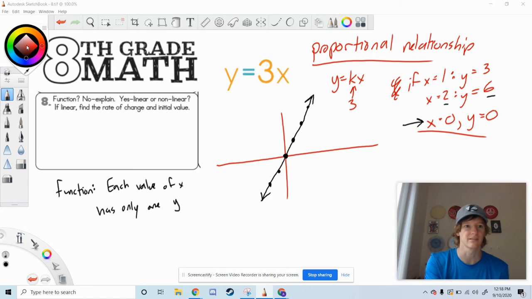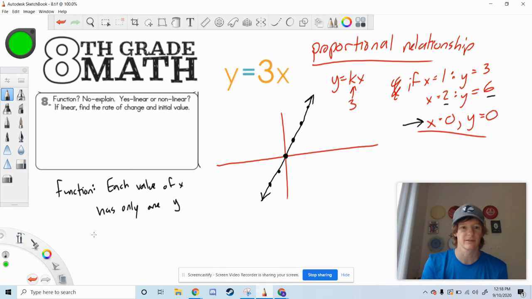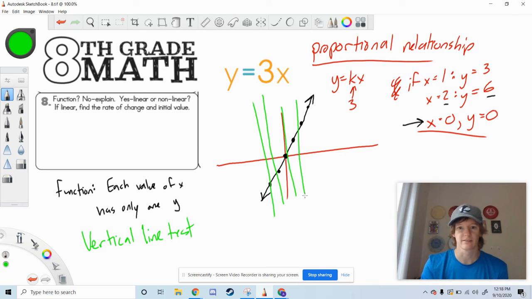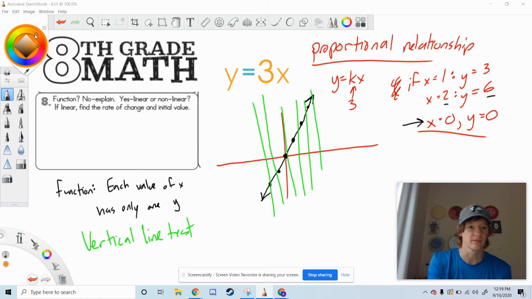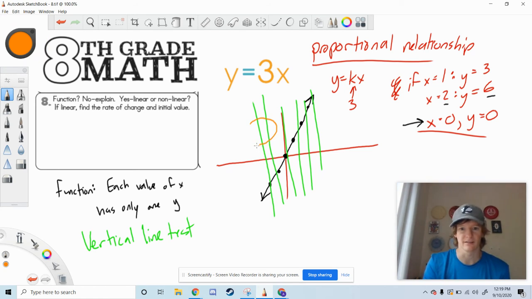And another way we can test this, I'm going to grab another color here. Another way we can test this is if we have a graph, we can do the vertical line test, where we're going to just draw vertical lines through our graph. And if it ever hits more than one spot on our black line, we'd have a problem. An example would be this orange line right here that looks like a little squiggly.